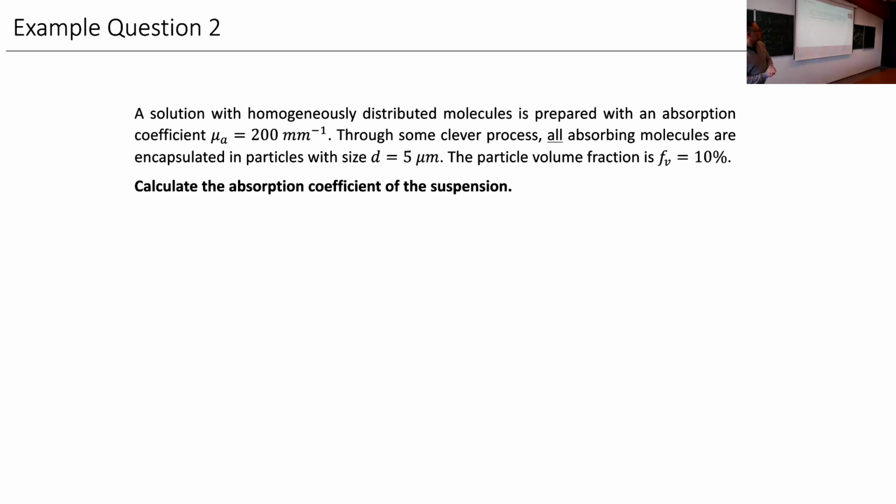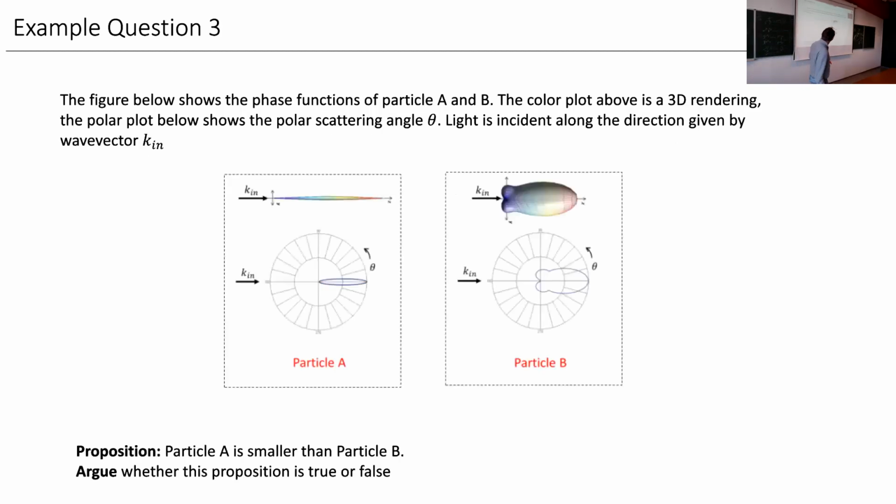Same thing here. This is about absorption flattening. That would be applying that formula with three absorption coefficients in it. And the last one is one example of such a proposition. So I will give you the phase function of two particles, particle A and particle B, and the proposition would be: particle A is a smaller particle than particle B. What I would like you to do then is either agree or disagree, and tell me why.